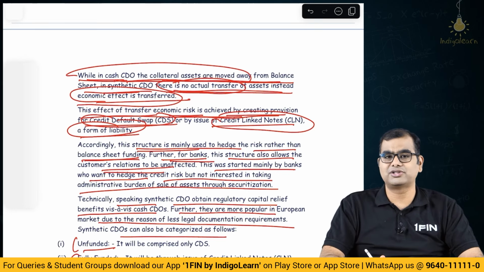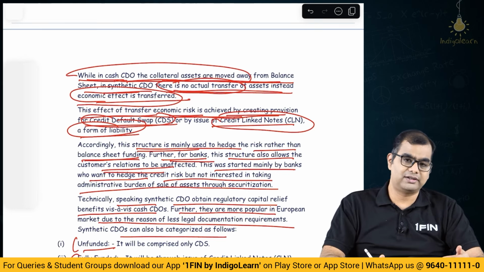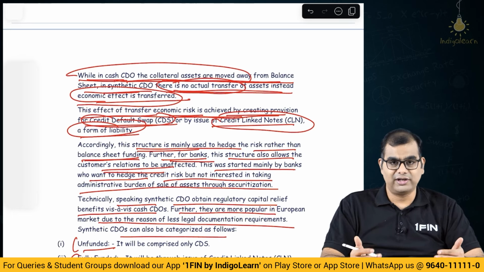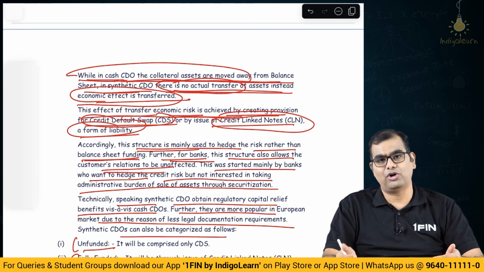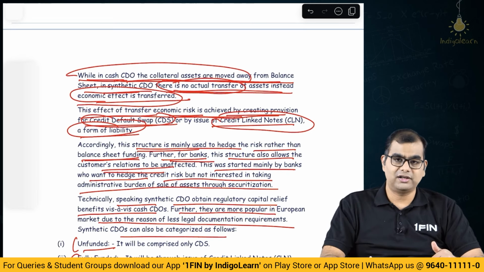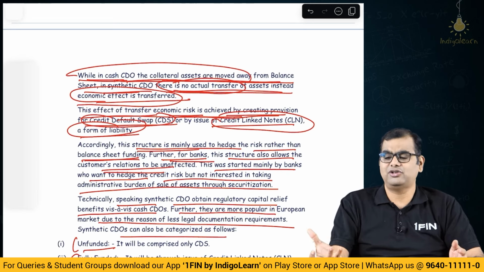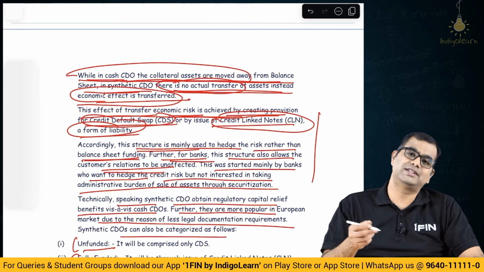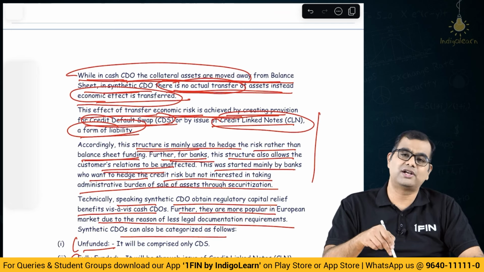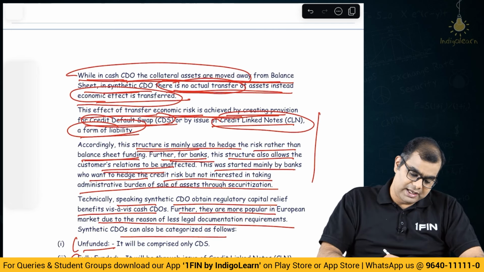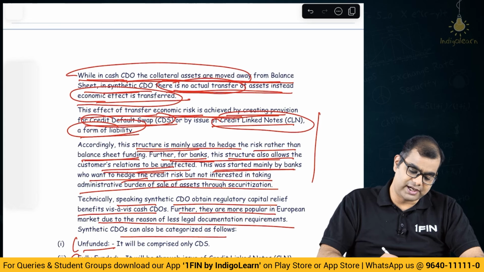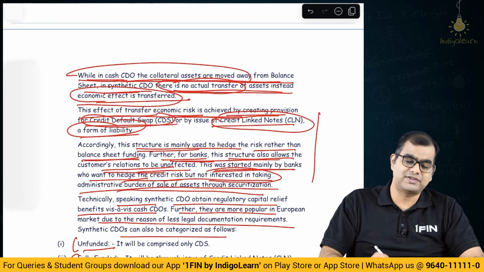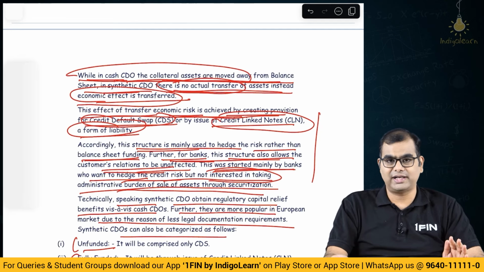Why will this allow the customer relations to be unaffected? Because when you create a proper cash flow based CDO, you actually inform the customer saying, we have collateralized it, this is moved on and on and so forth. Whereas here, you just create a credit linked note and sell that off. That's all. This is why understanding what a CLN is, what an ABS is, what an MBS is, is relevant for you to understand what a CDO is. Coming back, it was started mainly by banks to hedge the credit risk, but they were not interested in taking the administrative burden of sale of assets. Correct. They didn't want to do all that activity.